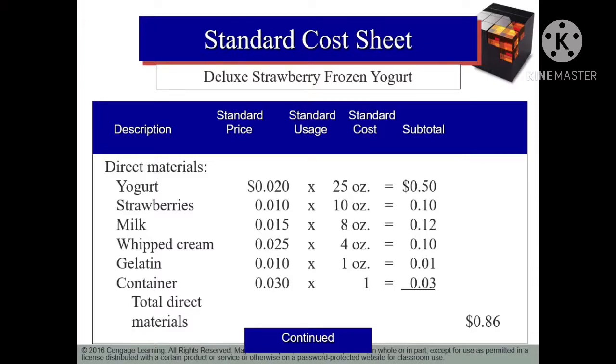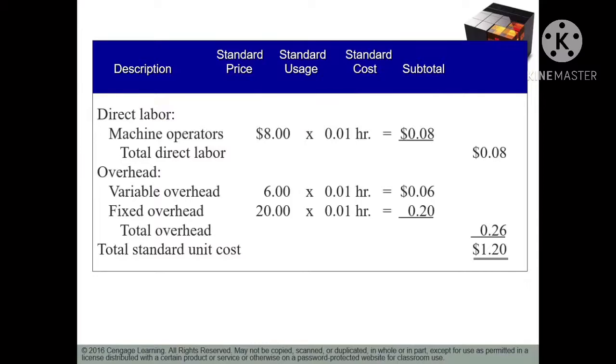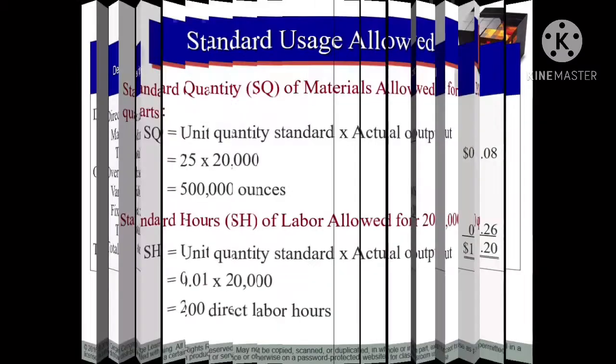To get the total direct material, we must sum all standard cost of direct material. To get the standard cost, standard price times standard usage. The total direct material is 0.86. Total direct labor is 0.08 and total overhead is 0.26. Total standard unit cost is 1.20. We sum all the total direct labor, total direct material and total overhead.